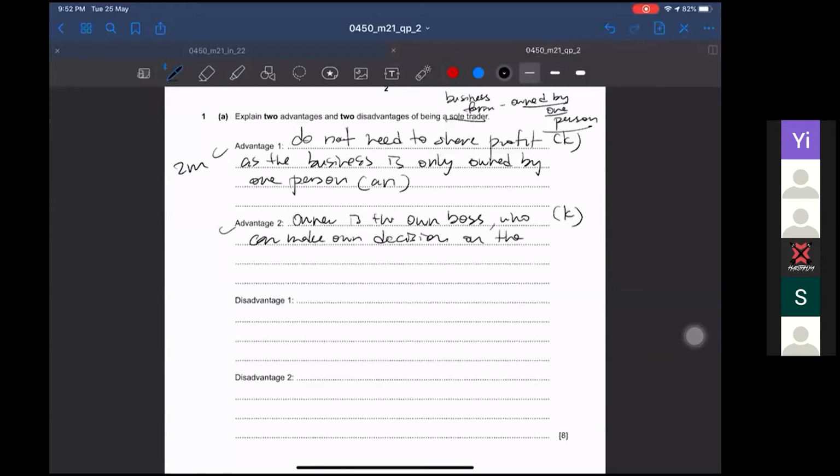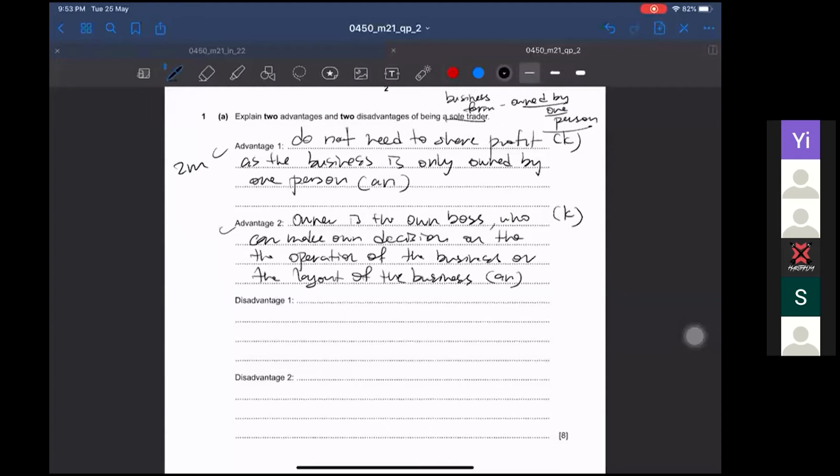Then you further explain with 5W1H, on what. Try to answer: they can make decisions on what? On the operation of the business, or the layout of the business. So this is the explanation, the analysis. This is how you score it, 1K and 1 AN, another 2 marks.